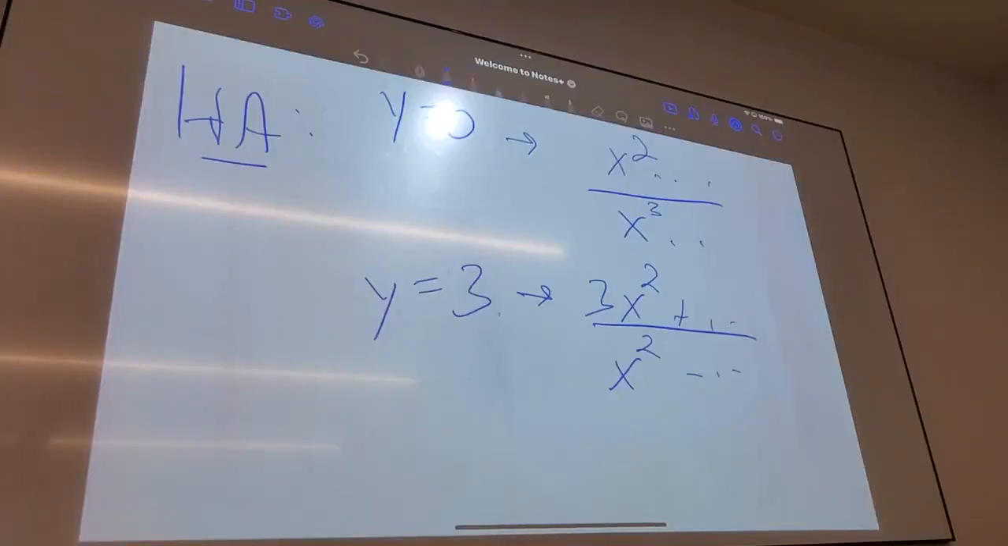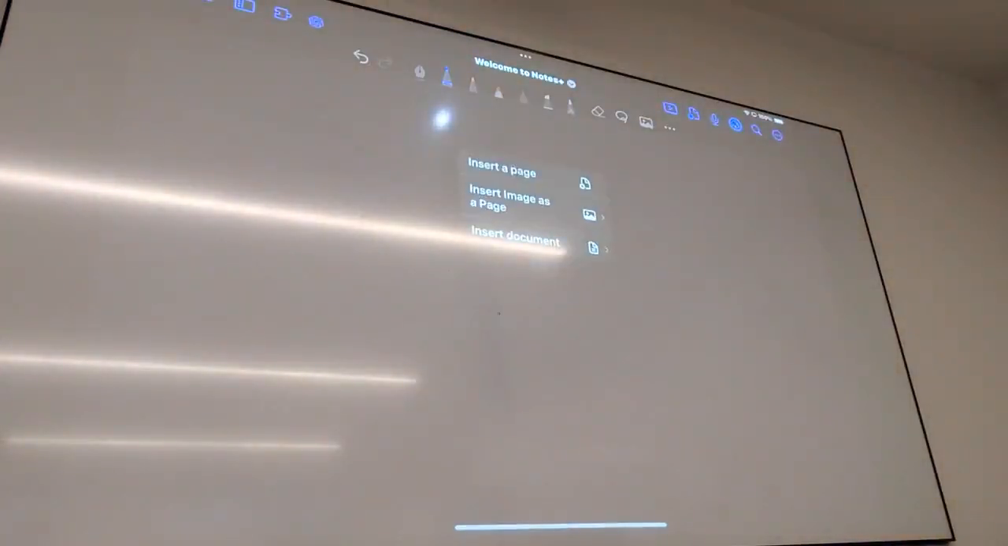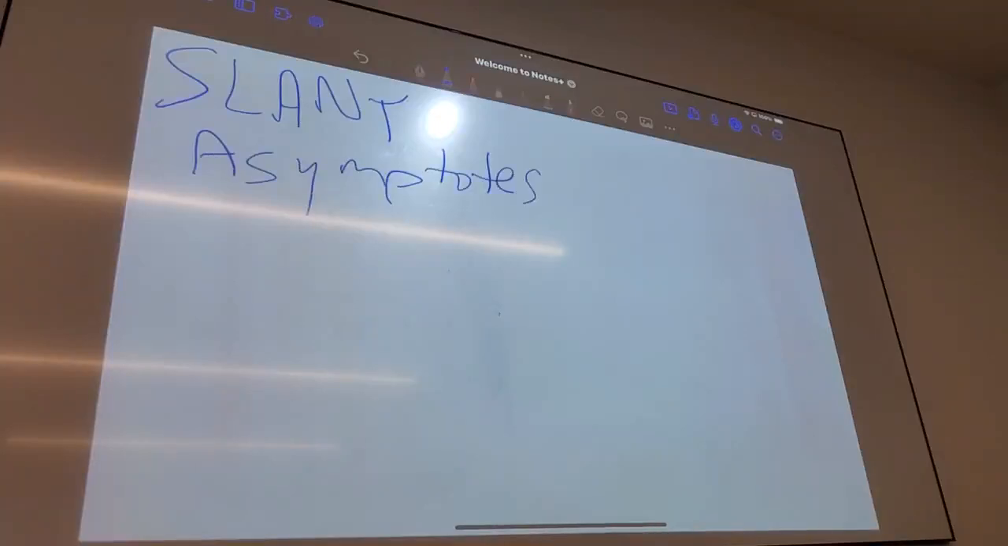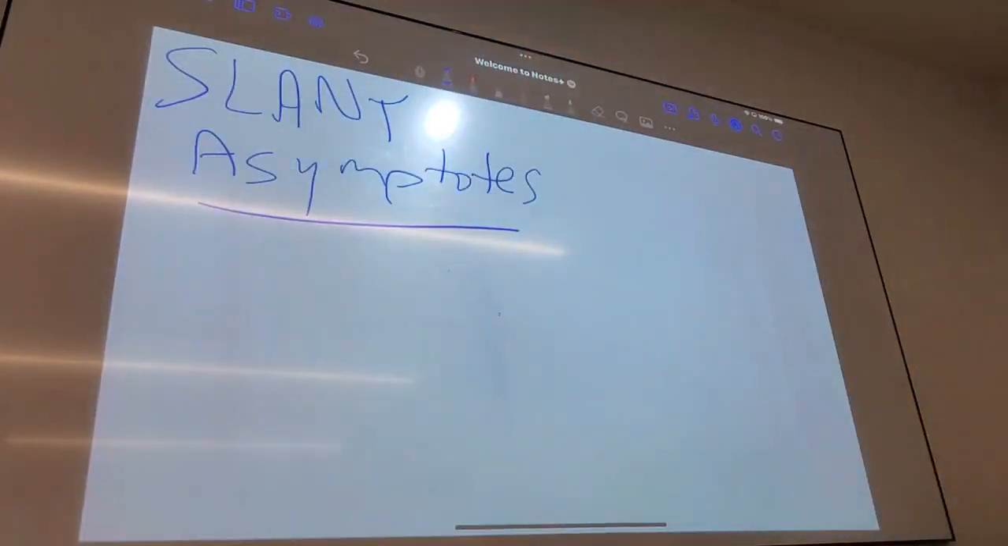Now, if the top gets really big and the bottom can't keep up, what do you think that means? So the top is going 10, 100, 1,000, and the bottom's going 2, 3, 4. The whole thing is getting really crazy big. It goes to infinity. But here's the cool thing. So this is the idea of slant asymptotes. Some books call this oblique asymptotes if they want to be really weird. Let me show you, before I do, the technical idea behind this.